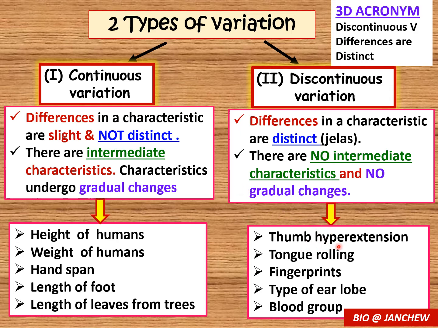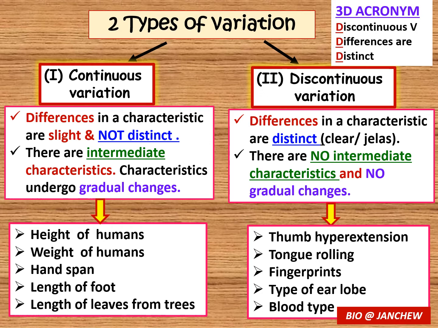Like for thumb hyperextension, you either have a normal thumb or a hitchhiker's thumb. So there are only two distinct phenotypes or observable characteristics. And then, for example, fingerprints, we have 4 types of fingerprints, basically. For type of earlobe, it's either free or attached. And for blood group or blood type, we have 4 different blood groups.